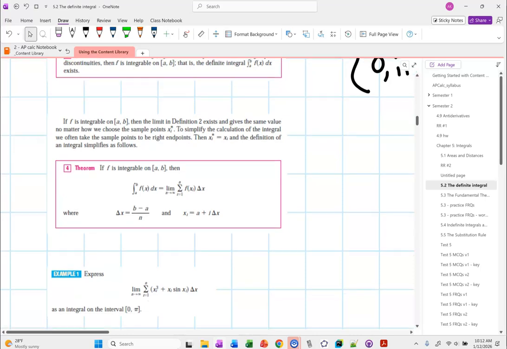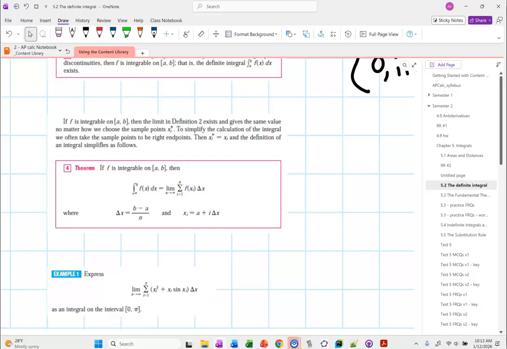All right. If f is integrable from a to b, then definition 2 exists and gives the same value no matter how we choose our sample points. So to simplify this calculation, let's just use the right-hand endpoint formula that we built last class. If it doesn't matter how we choose those sample points, let's just use right-hand endpoints, and then we can standardize this into a formula. Yes?